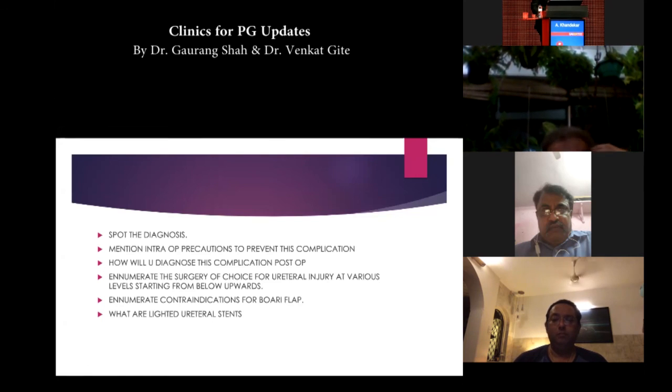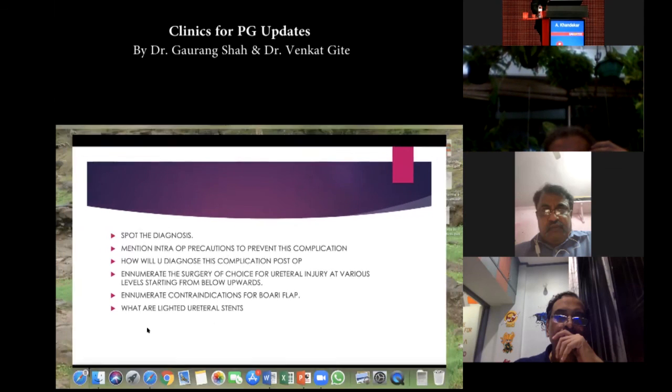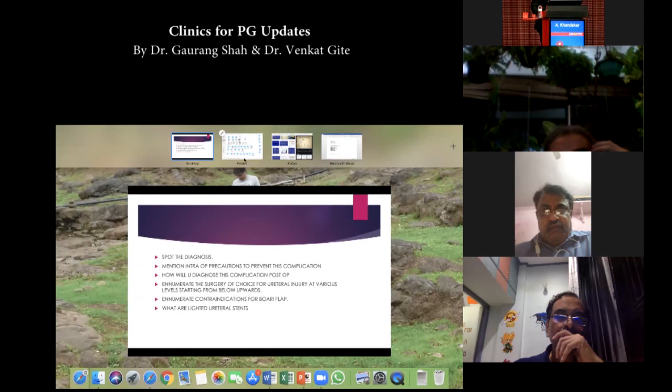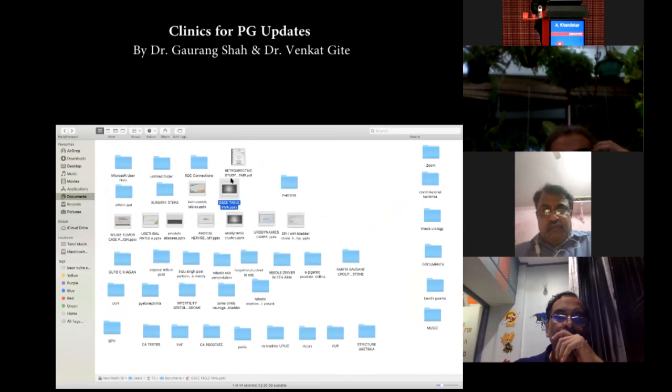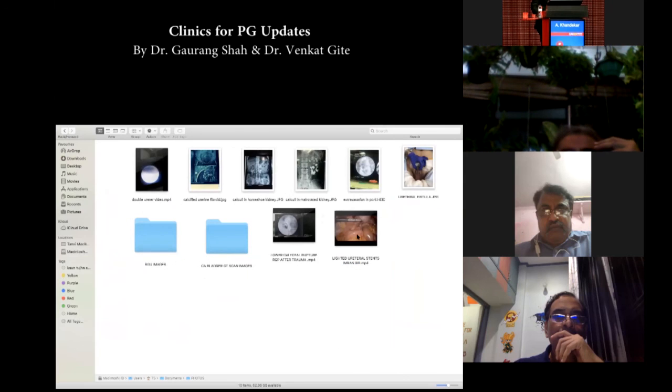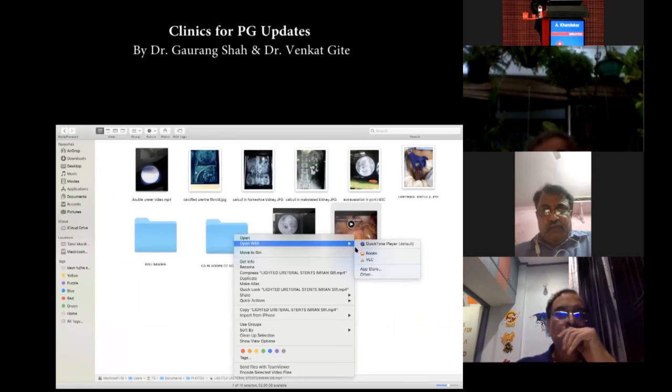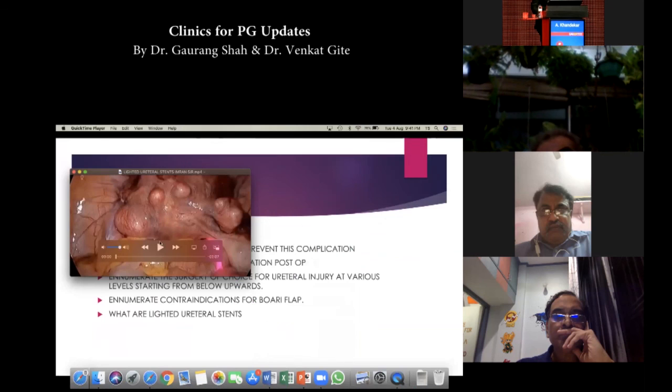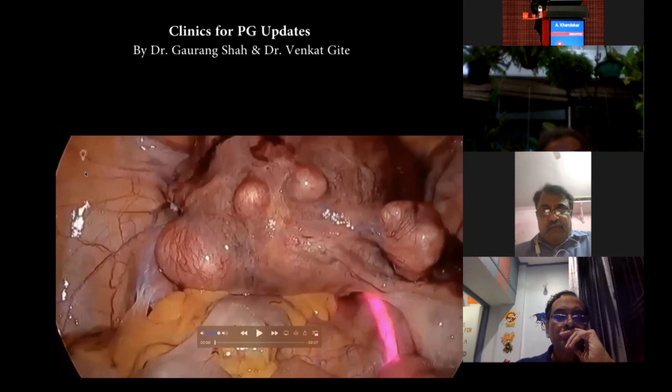If you know it, just tell us something, and I'll show you a video. So what are lighted ureteral stents? You tell us. Sir, a lighted ureteral stent is put preoperatively so that during the surgery we can see the ureteric proper course. But there is no study showing that it decreases the chances of intraoperative ureteric injuries, it just helps identify the ureteric injury.